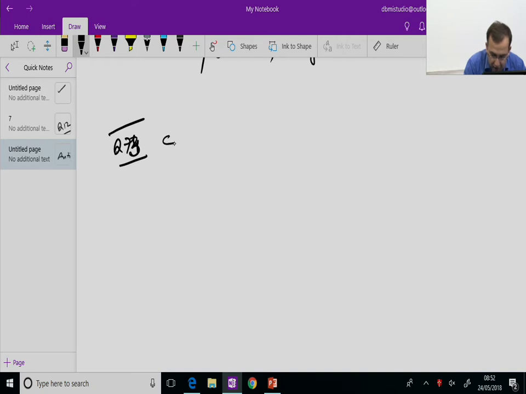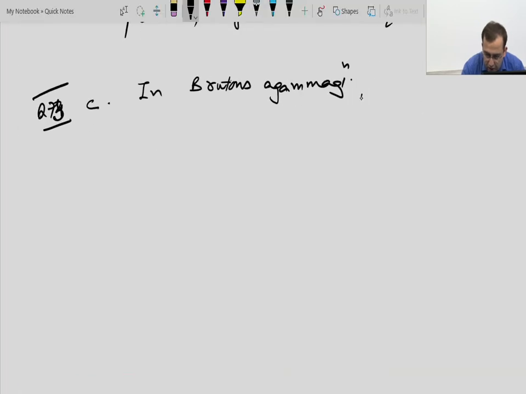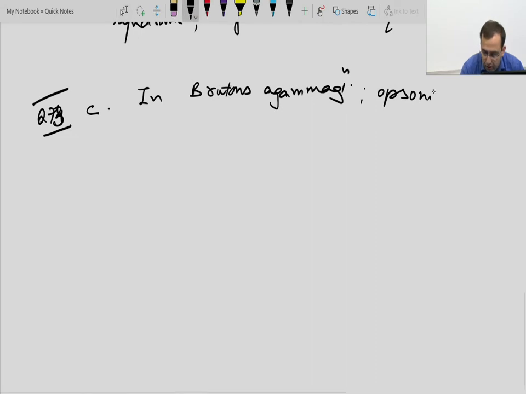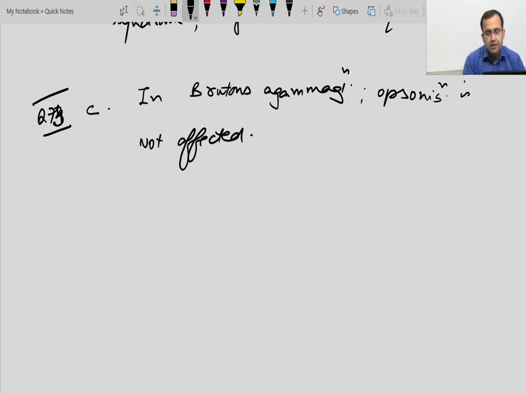So question 73, the answer is C. That is, in Bruton's agammaglobulinemia, opsonization is not affected. This is the false statement.